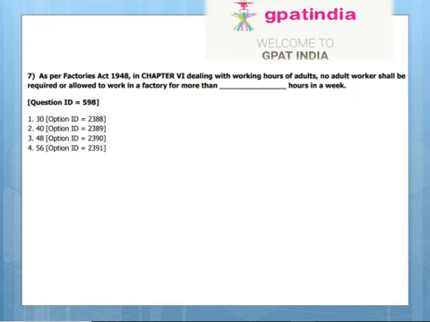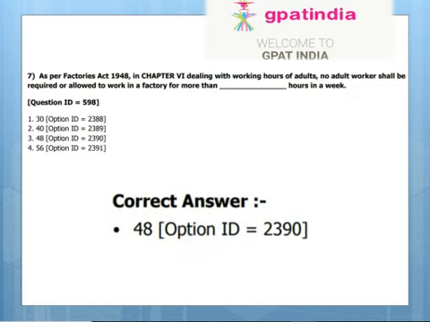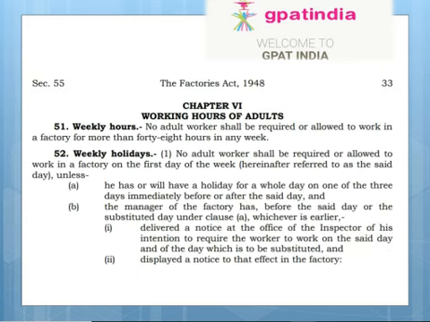Seventh question, again jurisprudence. As per the Factories Act 1948, in chapter 6 dealing with working hours of adults, they're asking what is the maximum working hours allowed for an adult worker. The correct answer is 48 hours. Any factory cannot ask its worker to work more than 48 hours. Just look at the Factories Act 1948. It's clearly written, no adult worker shall be required or allowed to work in a factory for more than 48 hours in a week.